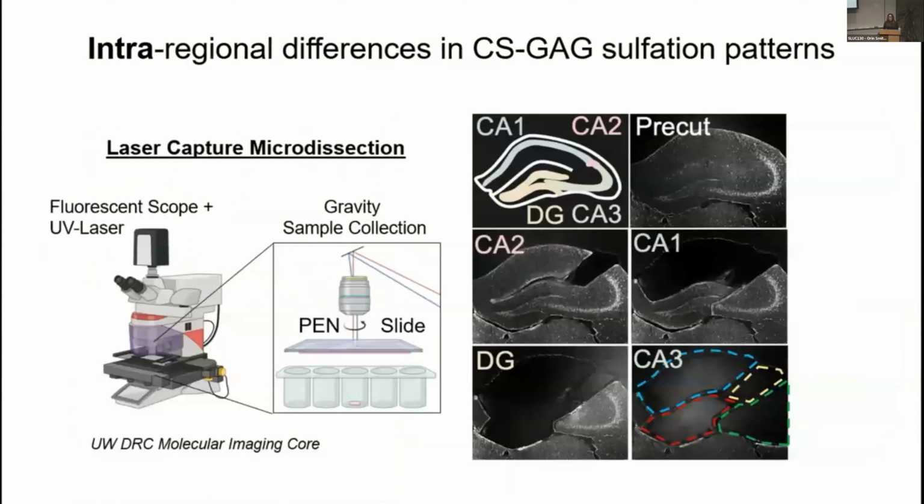So to perform this analysis, I streamlined a laser capture microdissection coupled liquid chromatography tandem mass spec protocol, which was basically we were able to take each of these very minute and small regions through laser capture microdissection and put them directly into the mass spec pipeline for analysis.